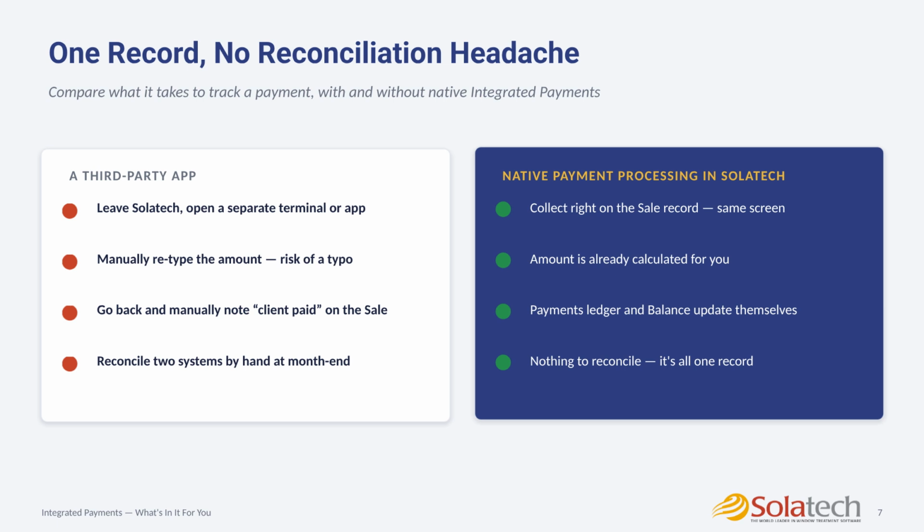Every dollar collected, deposit, balance, partial payment, posts straight to that sale's payments ledger, and the balance line updates itself in real time. Compare that to running payments through a standalone terminal or a different software entirely. You'd be manually noting in Solatech that the client paid, hoping the amount and the sale line up, and reconciling two systems at the end of the month. With Solatech's integrated payment processing built in, there's nothing to reconcile. What's collected and what's owed live on the same page, always in sync.